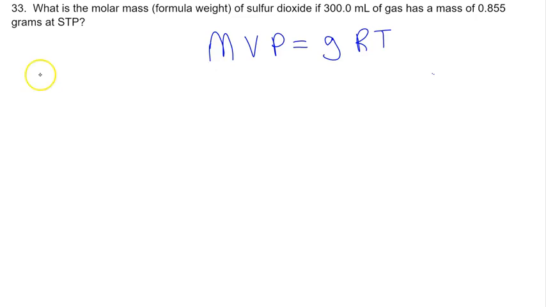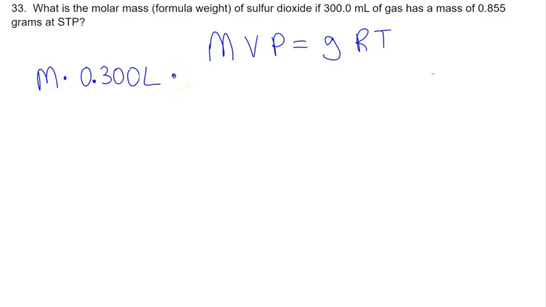So we're going to start by saying M, which we don't know, times our volume. Now we need to convert that into liters. So that's going to be 0.300 liters. What did I do? I went from milliliters to liters. You can do a conversion chart, or remember, when you're going from milliliters to liters, move it 3 to the left. Times pressure, and we're going to pick a standard pressure.